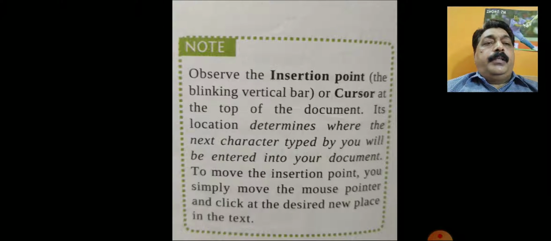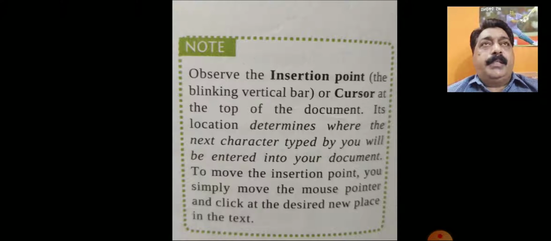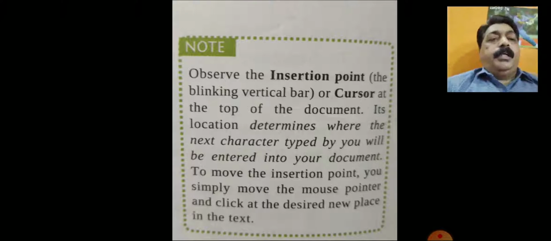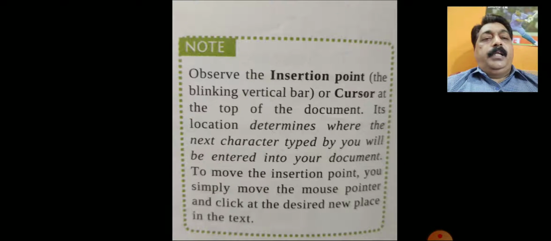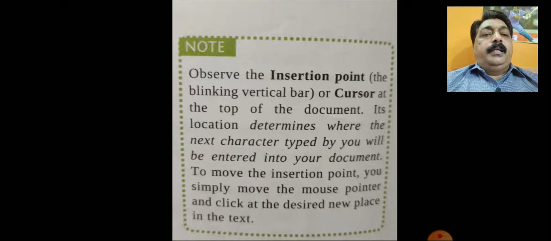In Open Office Writer or in Word, whenever we are typing, we always see one insertion point there. Insertion point means cursor. Whenever we want to type, we type at the place of the cursor, the insertion point. So we will have to know where we want to type. We bring our pointer there using the arrow keys or the mouse pointer, and only then we start typing. Otherwise, it will type anywhere on the screen and it may mismatch.